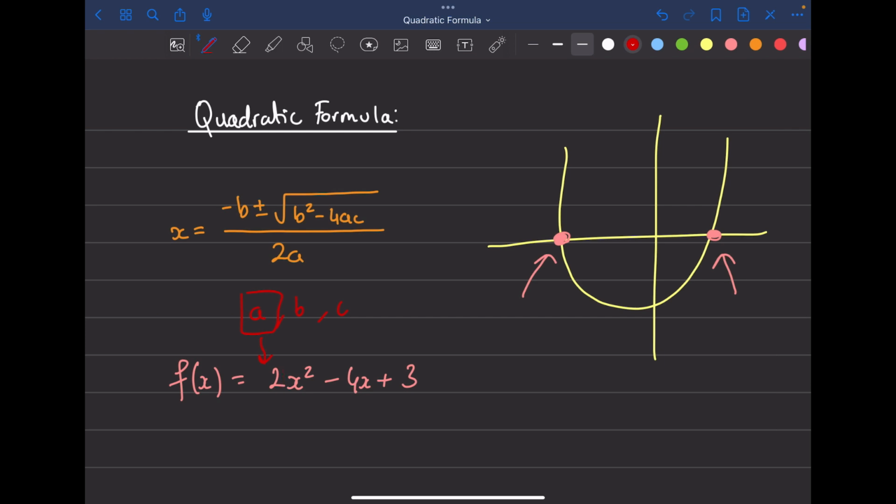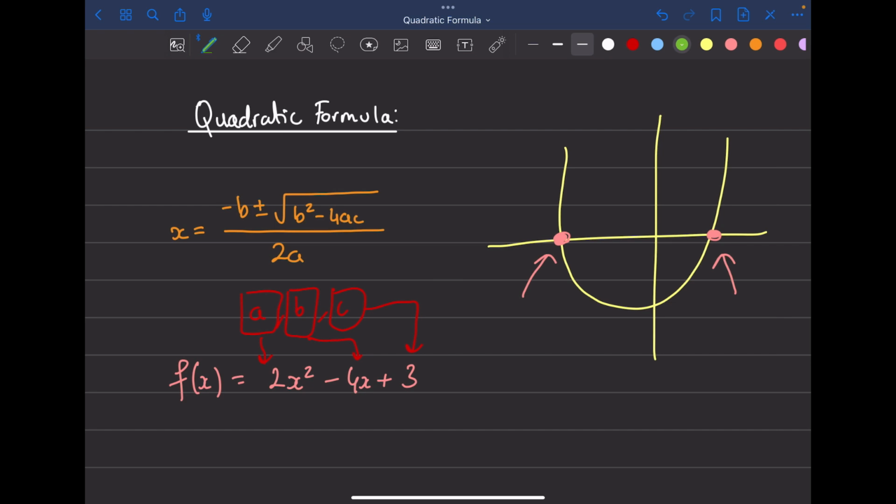Your b value, pretty simple. You could probably guess this, but your b value is going to be the number attached to the x. So in this case, it is negative 4. Not just 4, you also have to look at the negative sign attached to it. For c, it is the exact same thing. It is the number at the end without an x. It is a constant at the end of a quadratic function. But that's pretty much it. That's all you need to know to find the x-intercepts of a quadratic function.